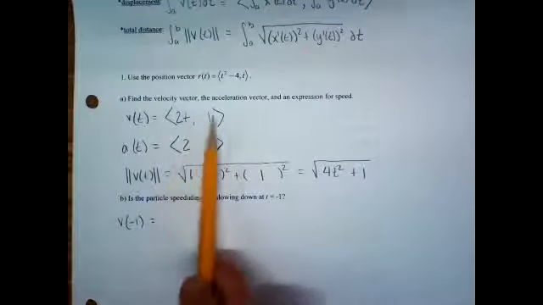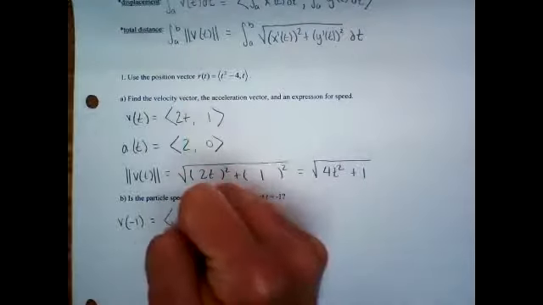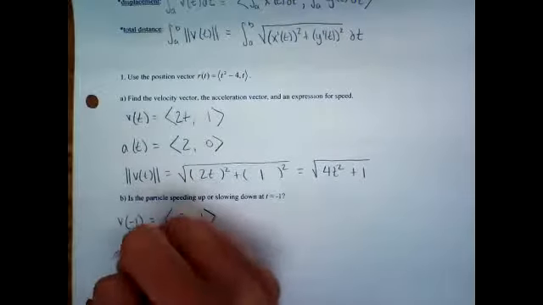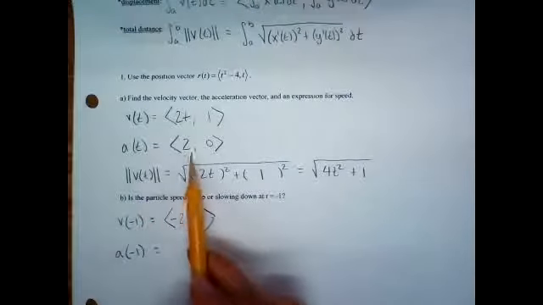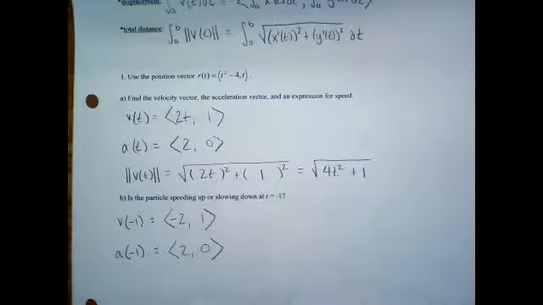And here's our velocity vector. So if you plug in -1, you're going to get -2, 1. And then we're going to do acceleration at -1. But look at your acceleration vector. There's nothing to even plug into. It would just be 2, 0.